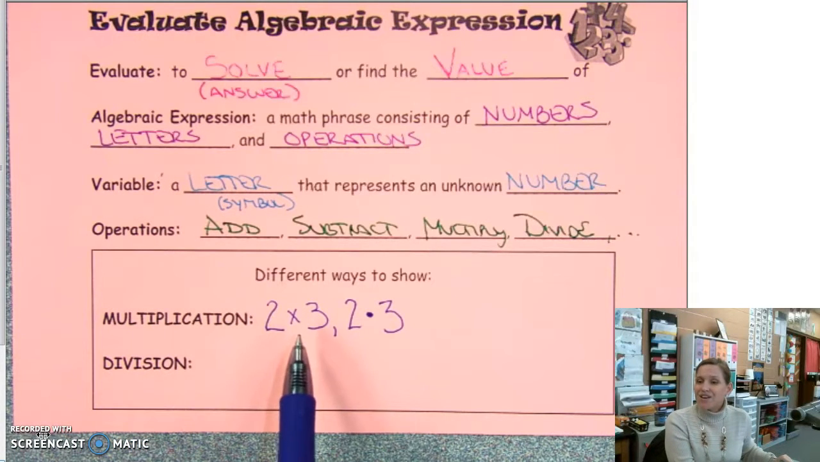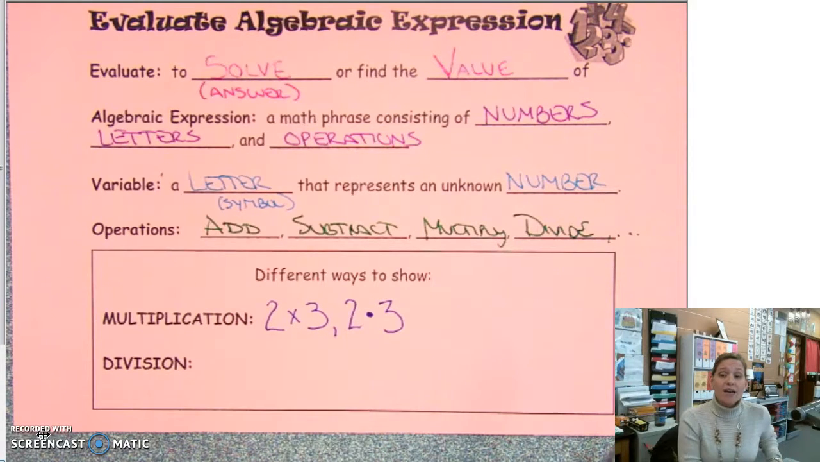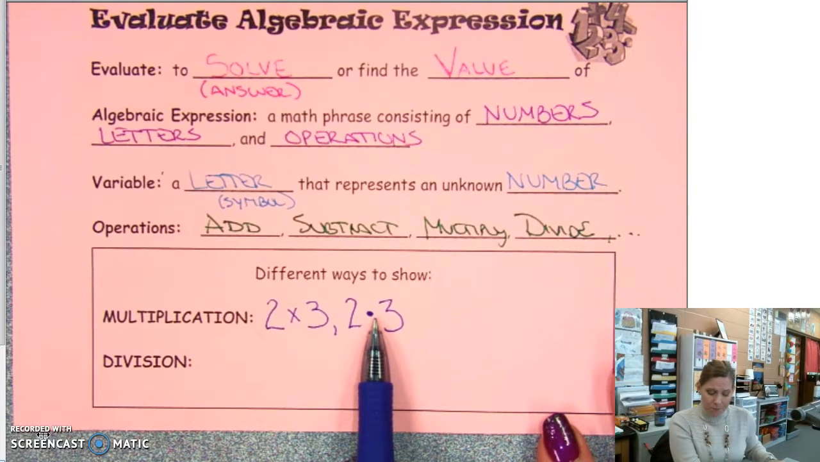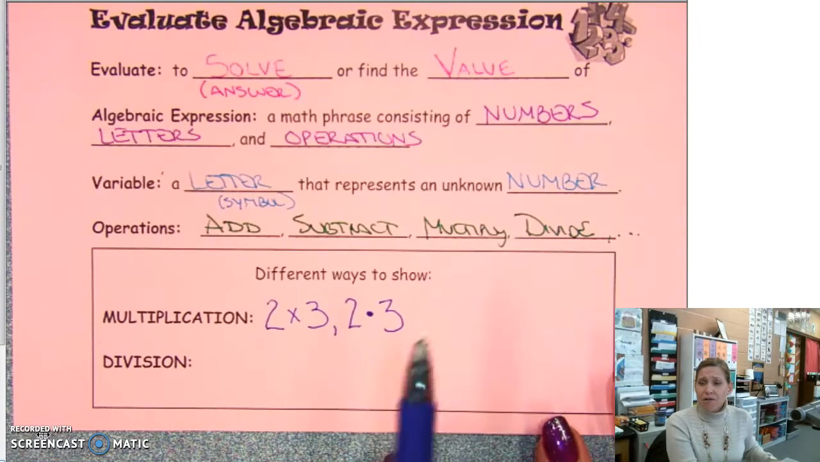Yeah, it looks like the letter X. So we don't want to confuse the operation with the letter. In fact, X is a very popular variable used in writing expressions. So from this point on, no more X's. We're going to use the dot, which is completely acceptable. And we do tend in math to get even lazier.